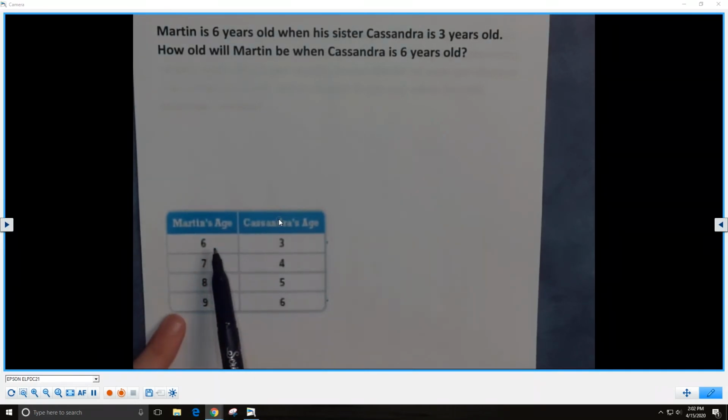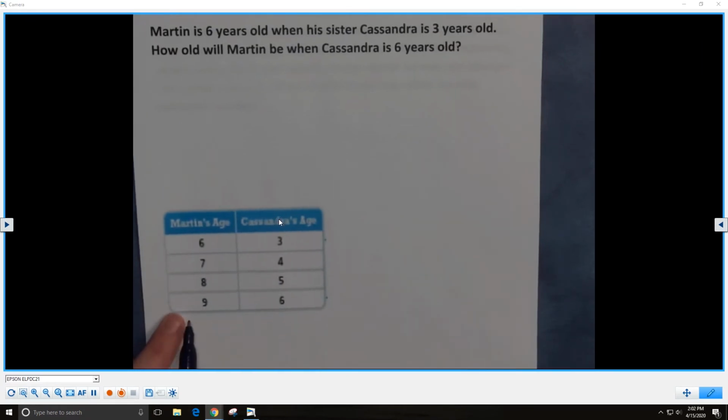So we filled in the table. Cassandra's 3 when Martin's 6. She's 4 when he's 7. She's 5 when he's 8. She's 6 when he's 9. So does this information represent a proportional relationship? And then why or why not? I'll pause while you figure that out.